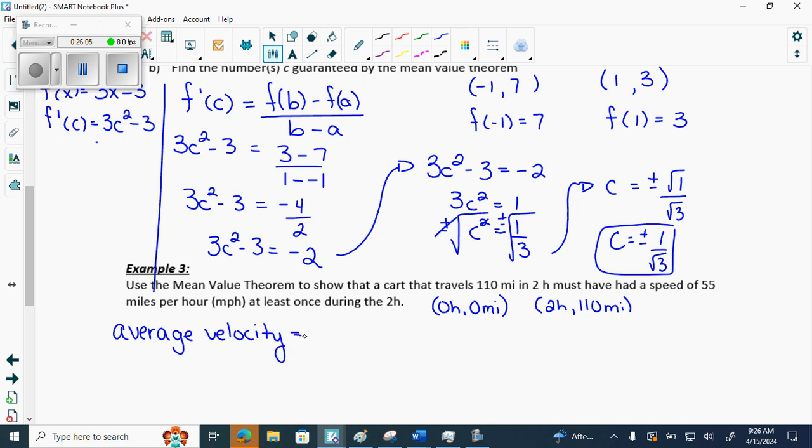Average velocity. So what do we do when we find the average of something? Whenever it says average, grade 10 slope, correct? Instantaneous velocity is first derivative. Average velocity, grade 10 slope. So we're going to do 110 miles minus 0 miles over 2 hours minus 0 hours, which equals 55 miles per hour.